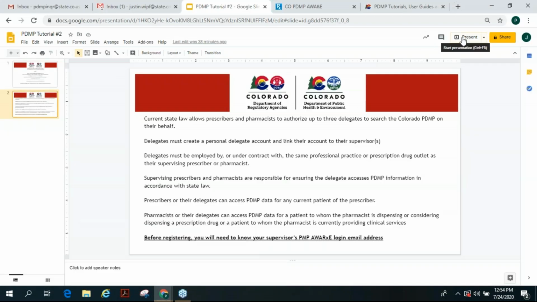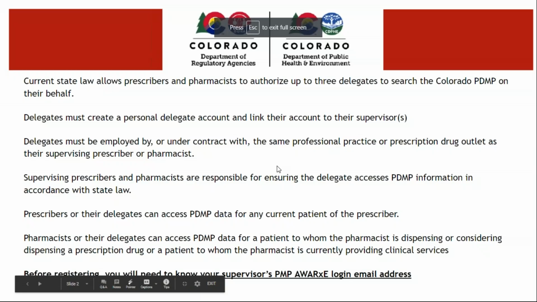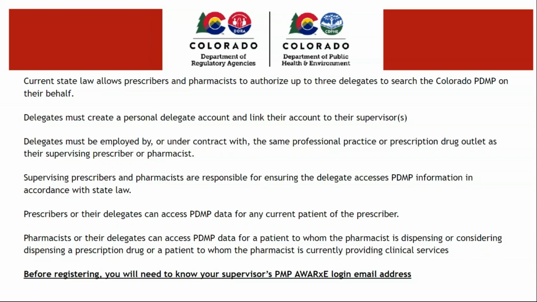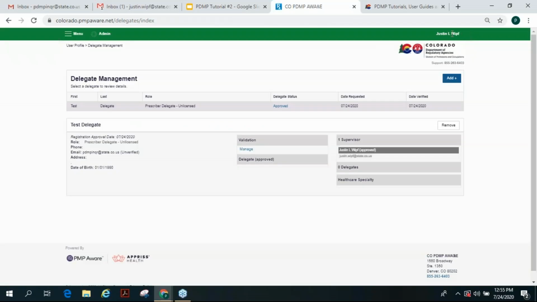Okay, I have another question for you, Justin. If someone leaves our office and goes to a different job and works for a different provider, is it the responsibility of the person who leaves to change the account, or is it the supervising prescriber's responsibility to go in and delete that delegate account? Well, the supervising prescriber is ultimately responsible for the delegate's access to the PDMP. Now, the delegate could make changes to their own account, but the supervisor should go in and remove any delegates that do not work for them any longer through that delegate management section of their account. Again, that is under the name at the top right, and then delegate management.